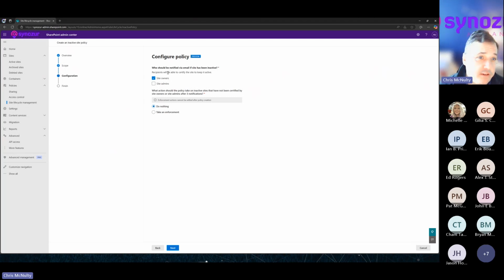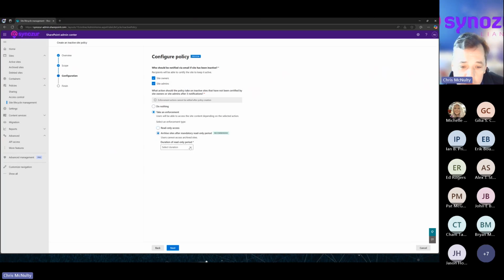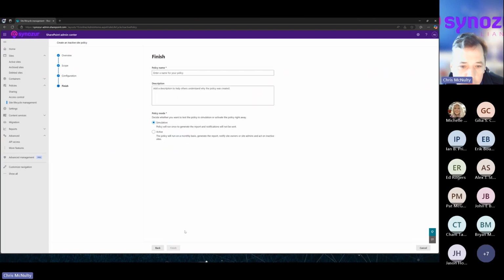And so you can run this just to generate reports, you can run this to generate alerts, or you can run this to take action. So in this case, let's say we're going to send emails to owners and admins, and we want to enforce something. And that enforcement can be either mark the site as read-only, which may wake people up if they need it, or move the site to archive. And so when you move that to archive, you can start by saying it should be read-only for a few months and then move elsewhere.